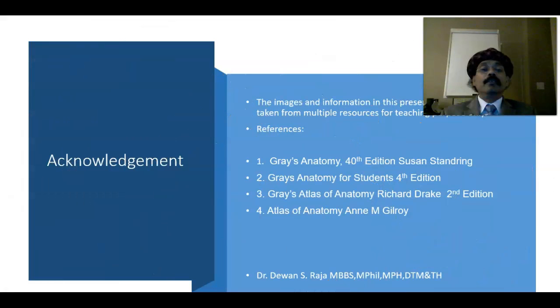Okay, so these are my references, and that's all about the anatomy of the urinary bladder.